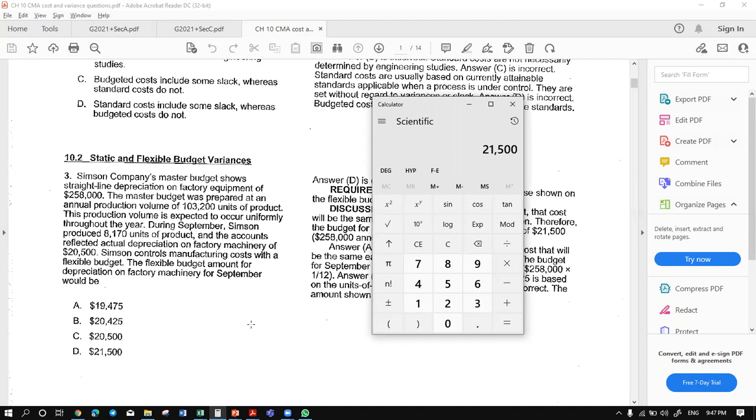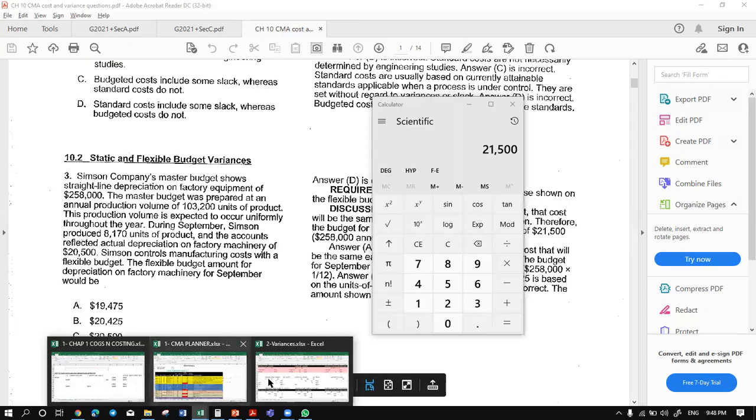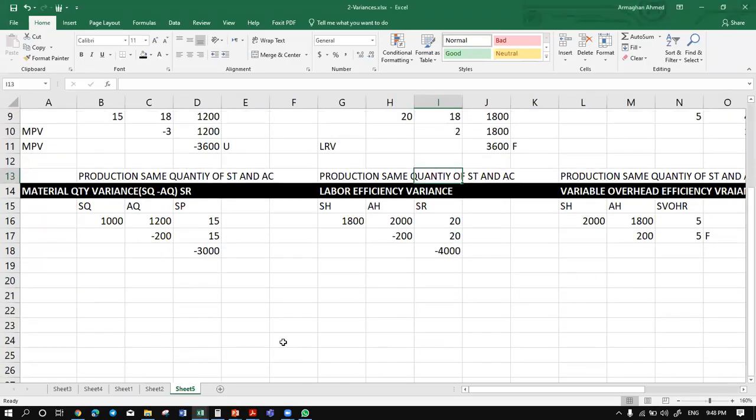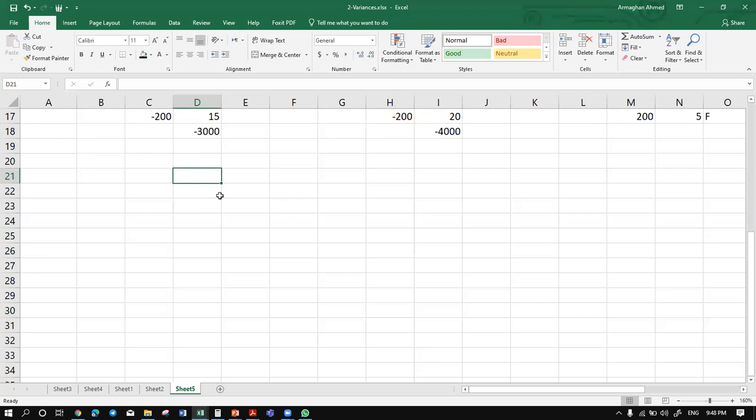So if they mention flexible budget amount, remember when you are flexing the budget, you flex it according to the number of units. For example, let me create a simple value, right? We have material, and here is mentioned cost and quantity, right?